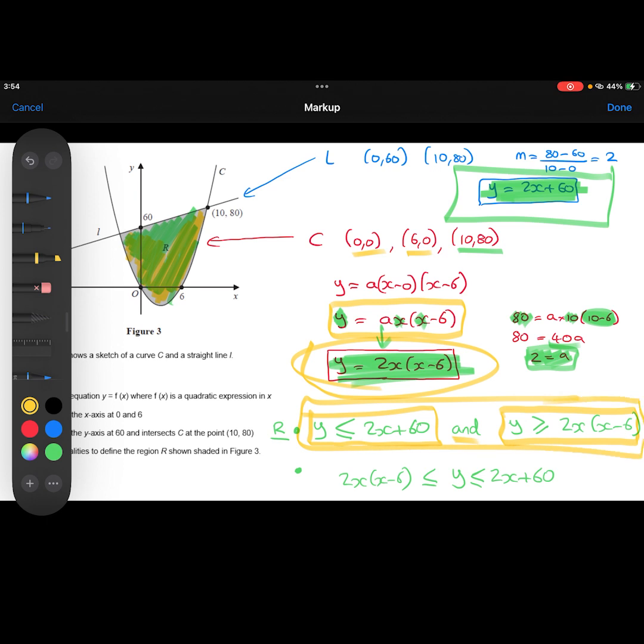Or underneath, I've just combined those two things. I've said that the y values need to be bigger than the quadratic, but less than the straight line, and I've written that just in one big inequality. Writing your answer in either way is absolutely fine.